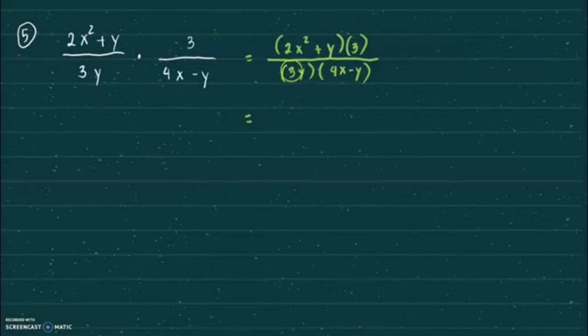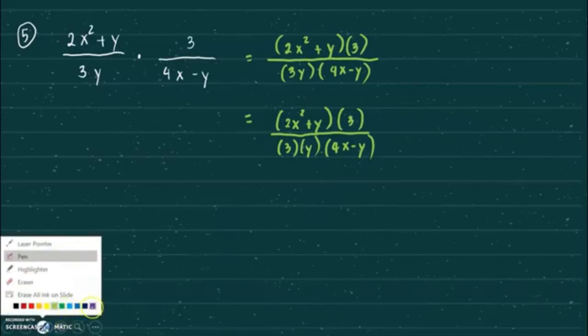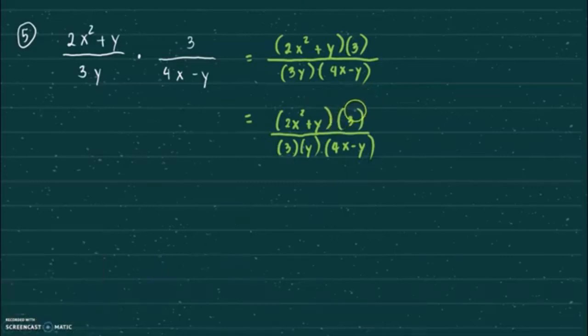Now, looking at your factors, okay, you know that 3y here can be factored so that we can divide out 3. So, let's do that. So, we have 2x squared plus y times 3 all over, okay, factor 3y. So you have 3 times y, right? Times 4x minus y. Okay, now we can already divide out the common factor, which is 3.